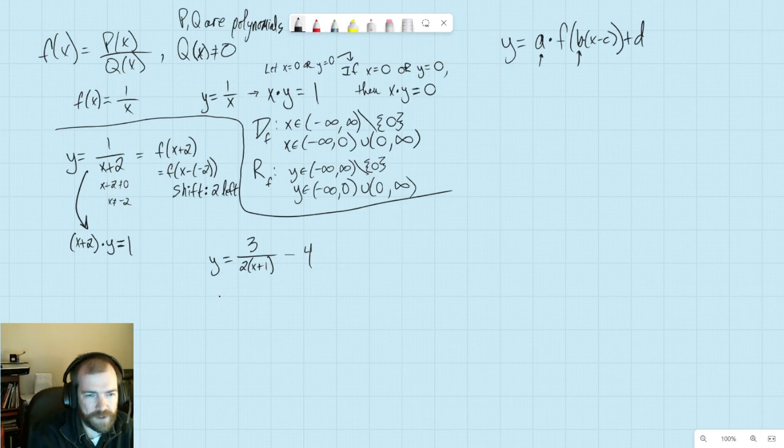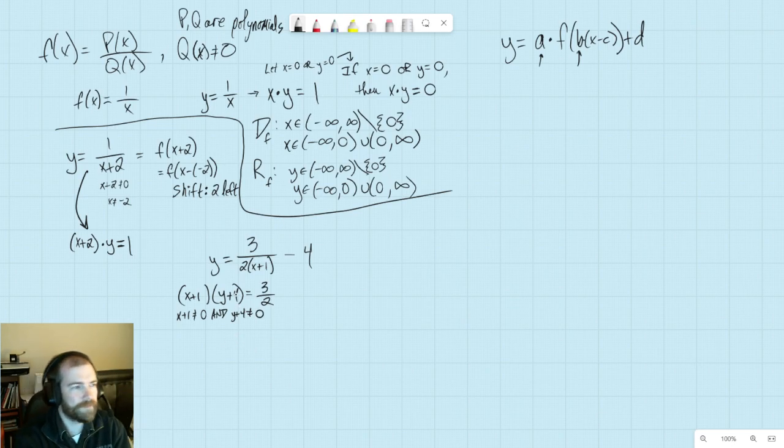You could also say that this is going to be a y plus 4 over here, and this x plus 1 can be multiplied over to the other side. And then you're equal to 3/2. So your a and your b value are now both just on the right-hand side. And then when you look at this, you're saying, okay, well now x plus 1 can't be 0, and y plus 4 can't be 0.